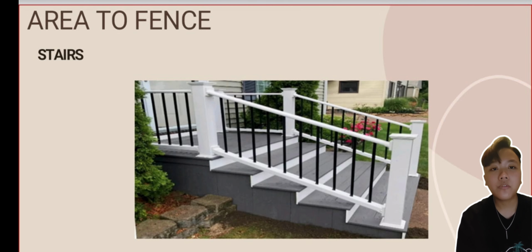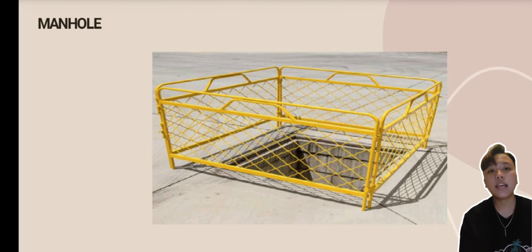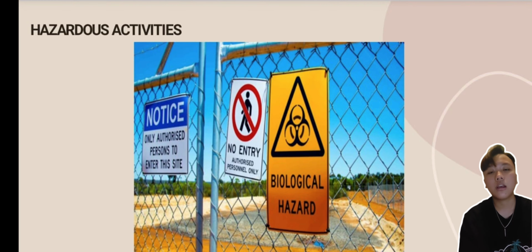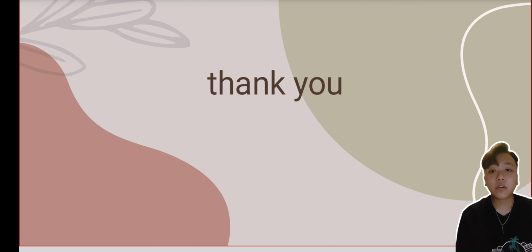The areas to fence are stairs, ramps, manholes, and then hazardous activities. As a conclusion, fencing is extensively useful to keep livestock or predators out, to provide privacy and provide safety. Overall, we understand more about the construction method of fencing, the definition, types, components, and the construction method of the fencing area. So that's all that represents our group. Thank you.